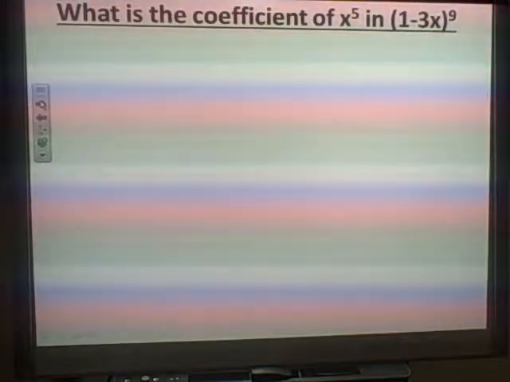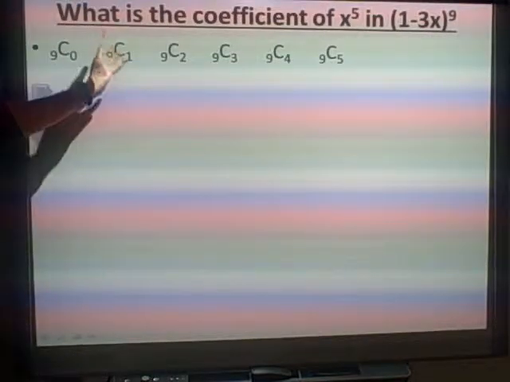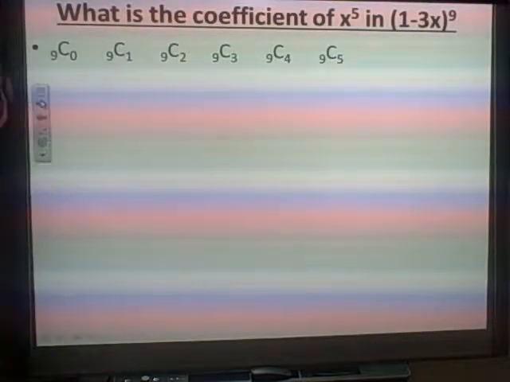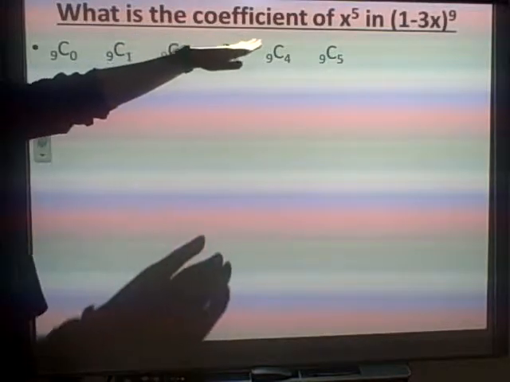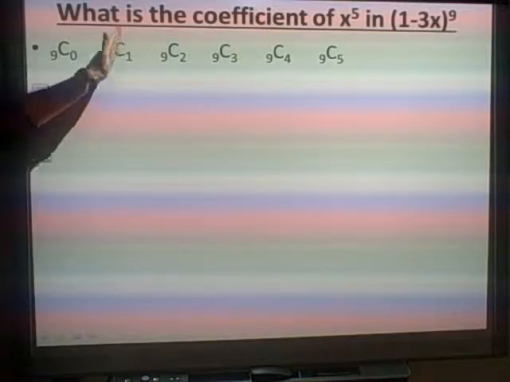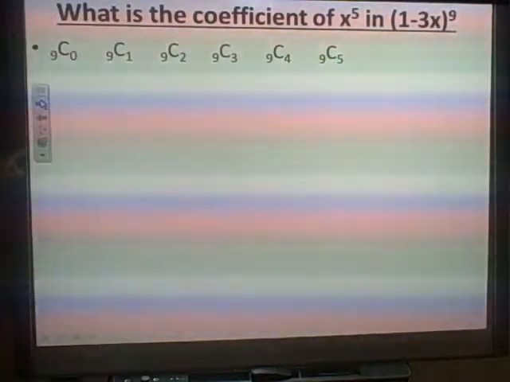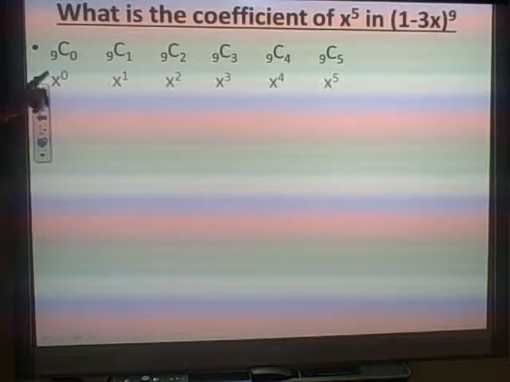Let's try a slightly more complicated one. So what is the coefficient of x to the 5 in (1 minus 3x) to the 9? We're trying not to use Pascal's triangle if we can help it. So we know that it's going to go 9C0, 9C1, 9C2, etc. So if we're doing the second term here, which is x to the 0, we'd actually start x to the 0, x to the 1, x to the 2, x to the 3, x to the 4, x to the 5. So we're going to use 9C5 for this question.